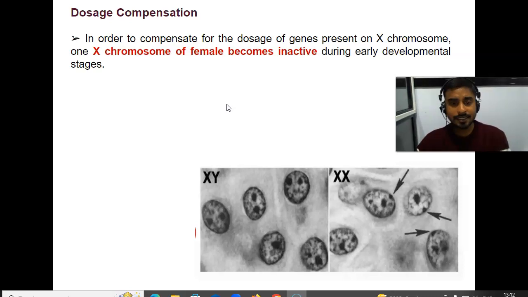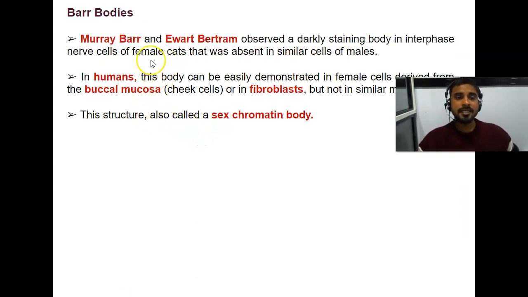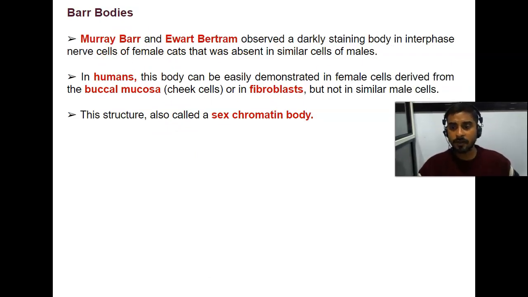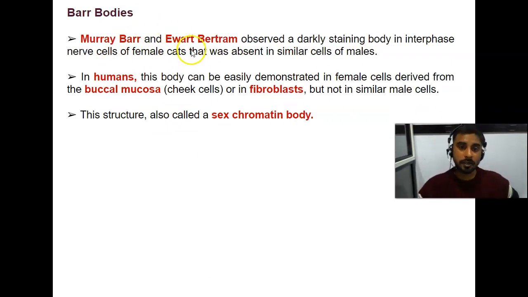Dosage compensation was found out by Murray Barr and Edward Bertram, who observed a darkly stained body in the interphase nerve cells. Why in interphase nerve cells? Because chromosomes are expressed in their mitotic form only when the cell divides. But how did this chromatin body come up in interphase? Because it has been inactivated, and it does not take part in other activities.